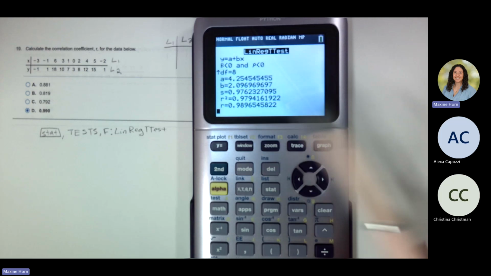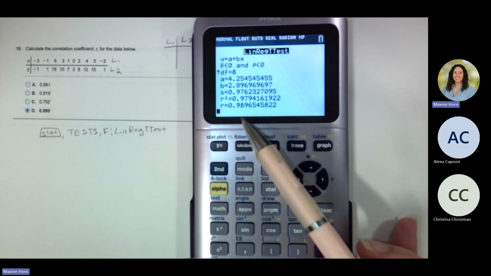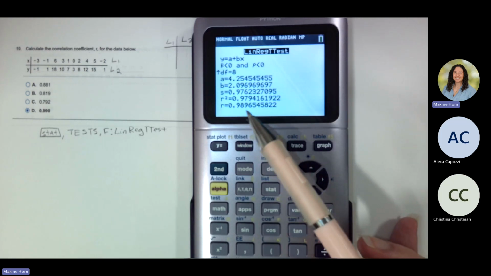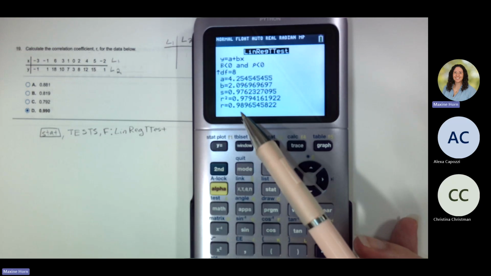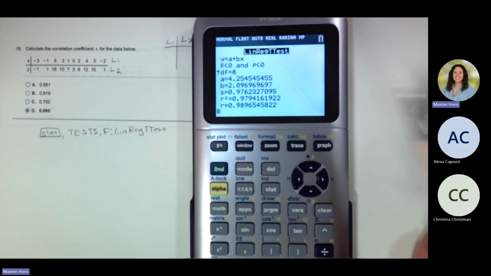Now they want us to go to 3 decimals, so just make sure that you're being careful when you're rounding. So 0.989 rounded to 3 decimals is 0.990. Okay, now what about all this other stuff it's giving us?